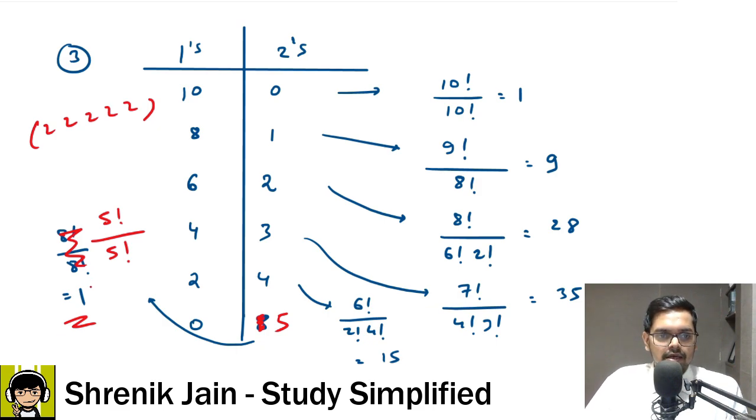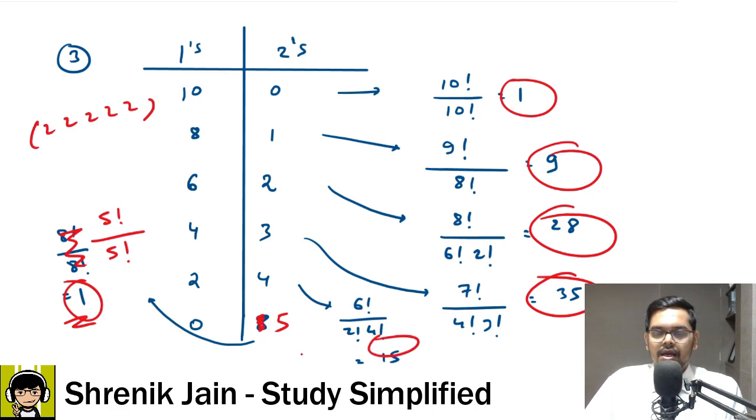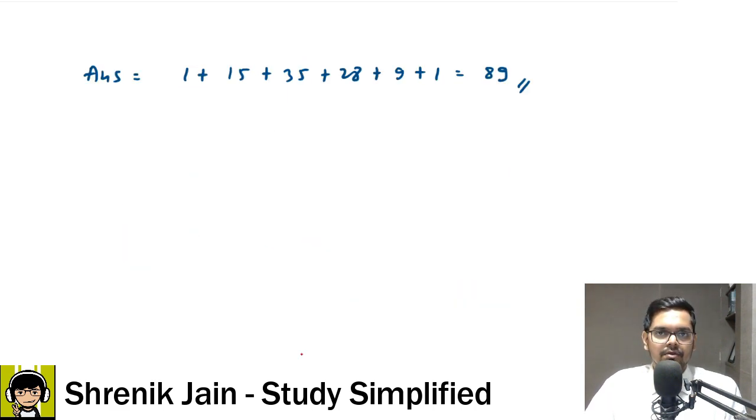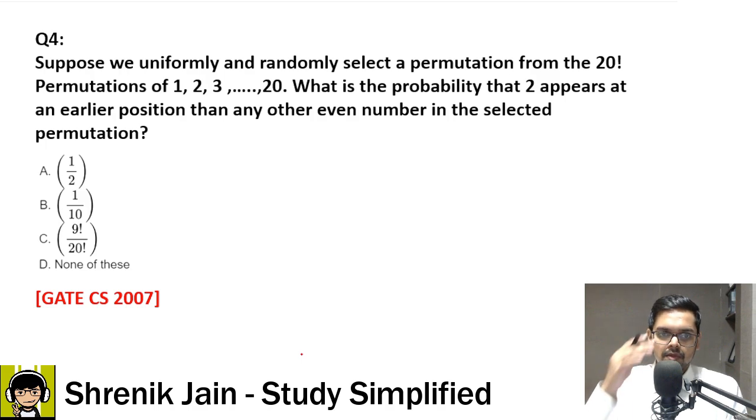And if you add all the cases, case 1, 2, 3, 4, 5, 6, you will get the summation as 89. So 89 is the correct answer. So I will say this is a level 2 question. Not that easy, not that tough. Okay, so a level 2 question. Good question. Coming to question number 4, which is a level 3 question.